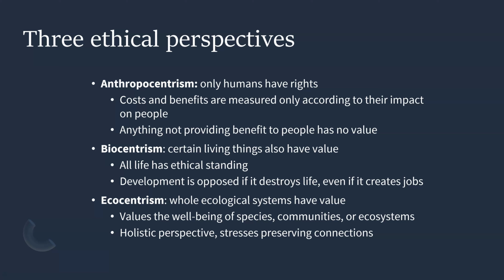And then there's ecocentrism, which is the whole ecological system has value. This includes the rocks, the trees, the animals, the grass, the soil, the water, us. So it values the well-being of species, communities, and ecosystems. It's more of a holistic perspective, and it stresses preserving connections. We and most other living things on Earth survive on the entirety of the ecosystem. So ecocentrism is an ethical perspective that we need all of that to have value and to survive in order for us to continue living the way that we do.